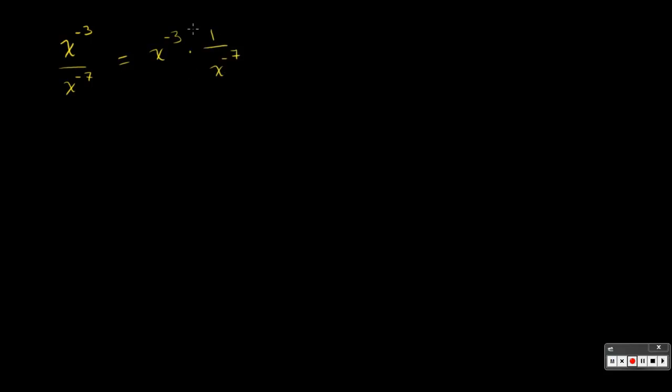And what is 1 over x to the negative 7? This right here is the same thing as x to the 7th power, right? If you have 1 over something, you can get rid of the 1 over and put a negative in front of the exponent. But if you're putting a negative in front of a negative 7, you're going to get x to the 7. So this thing can simplify to x to the negative 3 times x to the 7th power. And then we can add the exponents, and that is x to the 4th power.